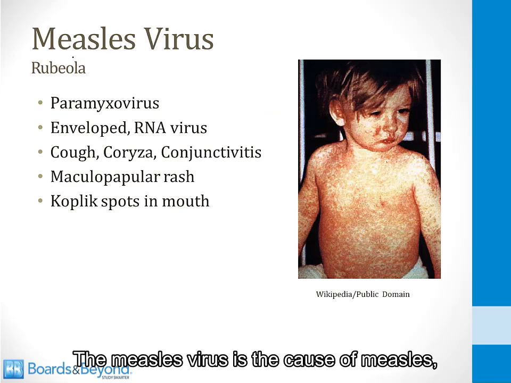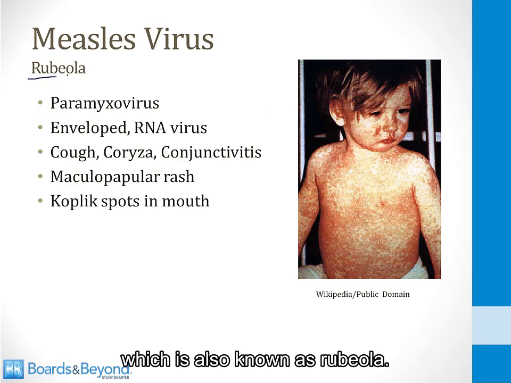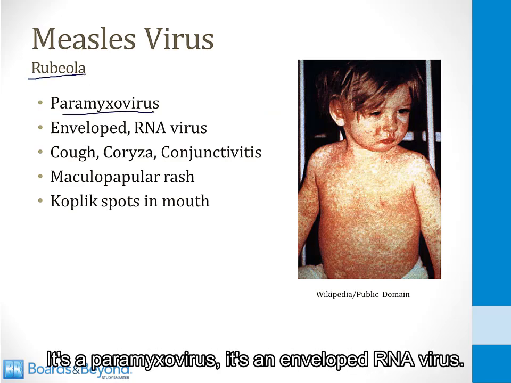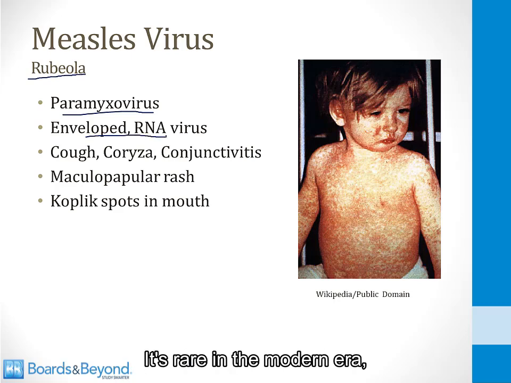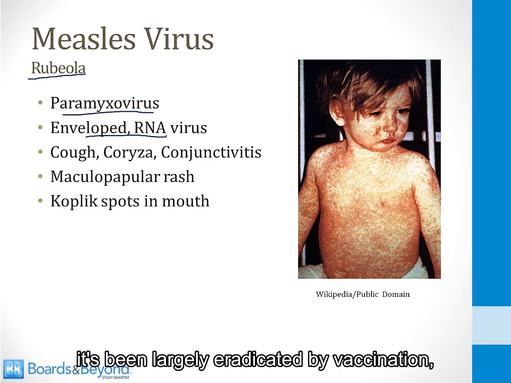The measles virus is the cause of measles, which is also known as rubeola. I talk about this in detail in the infectious disease section. It's a paramyxovirus. It's an enveloped RNA virus. It's rare in the modern era. It's been largely eradicated by vaccination.